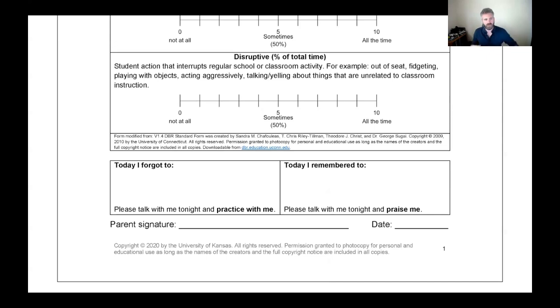Today, I forgot to blank. Please talk with me tonight and practice with me. That's for the student's family. Oh, and then on the other side, today I remembered to blank. Please talk with me tonight and praise me.